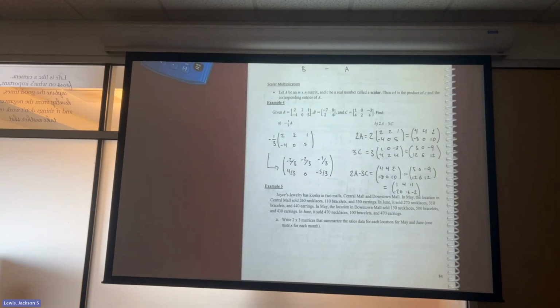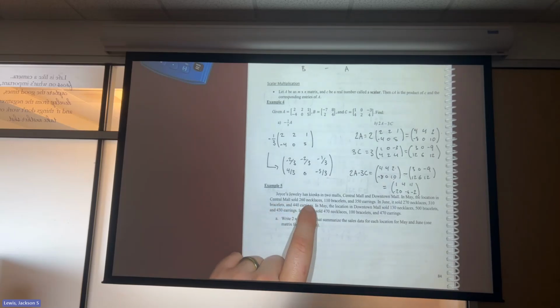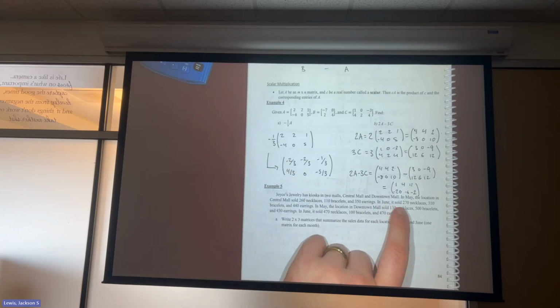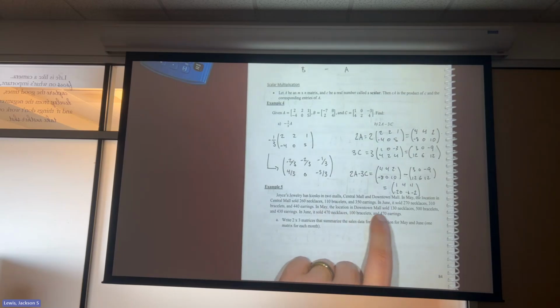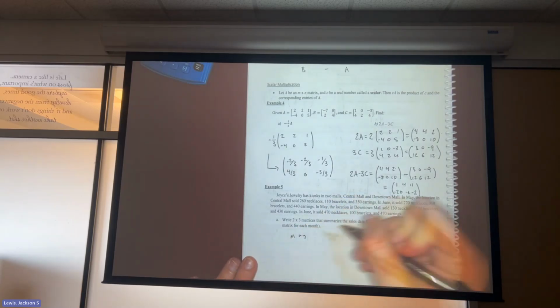next Wednesday, because remember we have 2 labs in a row. It says Joyce's Jewelry has a kiosk in 2 malls. In May, the location in one mall sold 220 necklaces, 110 bracelets, and 350 earrings. In June, it sold 270 necklaces, 310 bracelets, and 440 earrings. In May, the other location sold 130 necklaces, 500 bracelets, and 430 earrings. In June, it sold 470 necklaces, 100 bracelets, and 470 earrings. Write a 2 by 3 matrix that summarizes the sales for each month. So one for May and one for June.